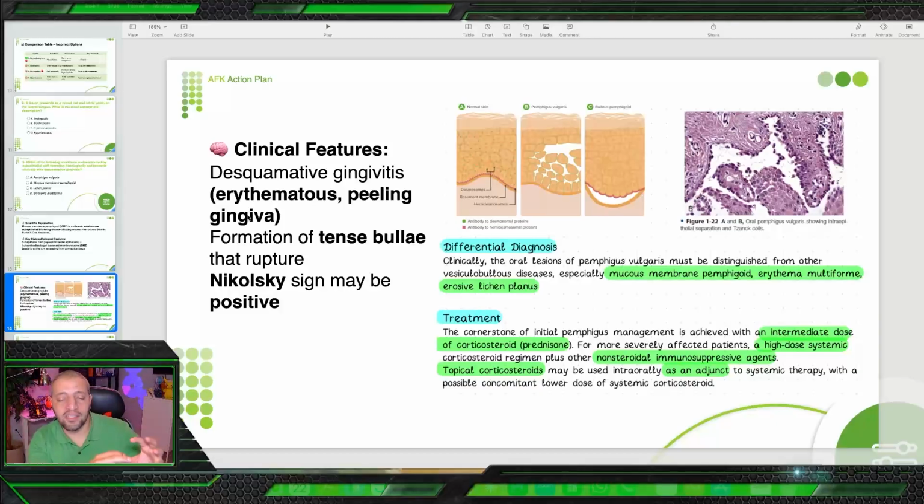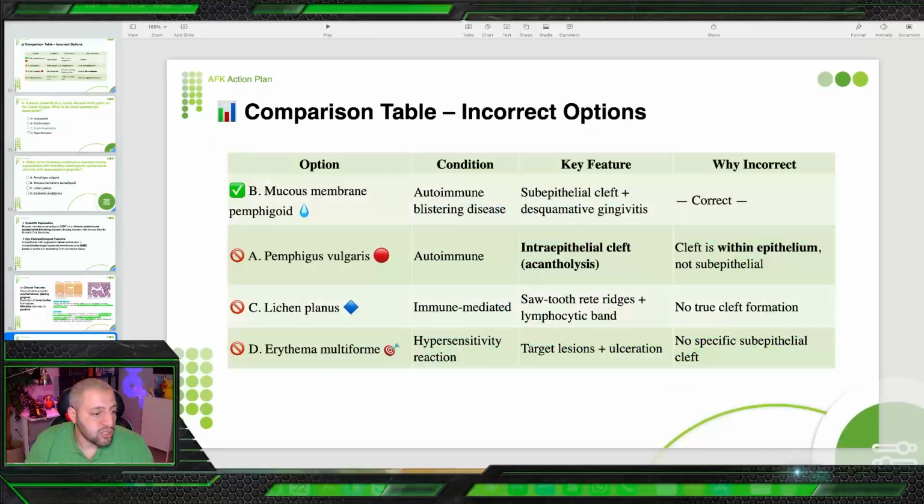So desquamative gingivitis, think about it as erythroplakia or leukoplakia: it is not a disease. It's just a description of what's happening here. How are we going to deal with such a condition? You need to give corticosteroids, except for erythema multiforme. The most important management for erythema multiforme is to stop the offending drug if you can catch this one. So this is mucous membrane pemphigoid, an autoimmune subepithelial blistering disease; pemphigus vulgaris, intraepithelial cleft, acantholysis.